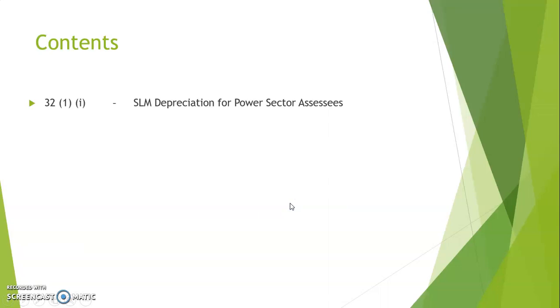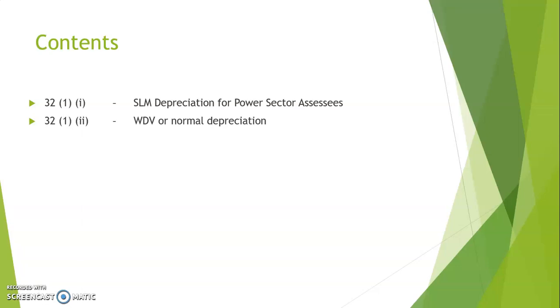First one, section 32(1)(i), straight line method depreciation for power sector assessees. That is the first category of depreciation as per the Income Tax Act. Second one, 32(1)(ii), WDV or normal depreciation, that is written down value. These two depreciations form the basic depreciation. Depreciation can be split into basic depreciation and additional depreciation, and then we have a special item called unabsorbed depreciation. So three splits for depreciation.